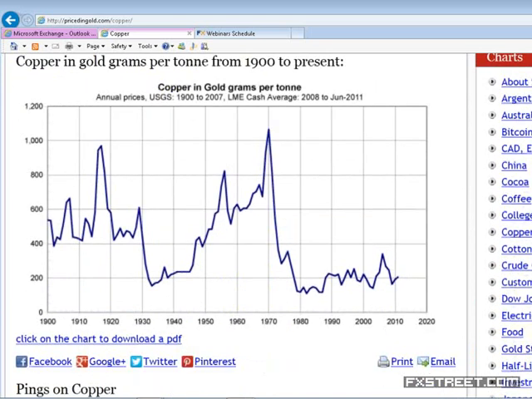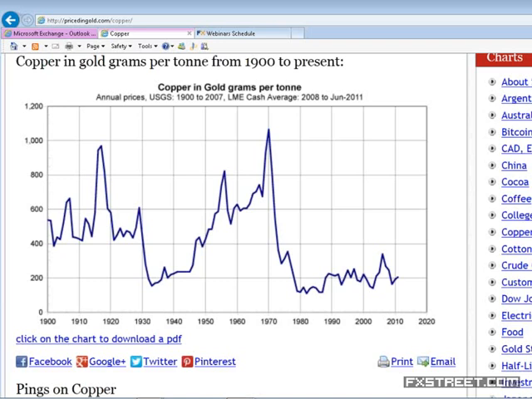Let's take another look that I think is quite telling, is the expansion of the U.S. economy. If you use, again, gold as your currency denominator to price copper, you can see since 1900, where it took about 600 grams of gold to purchase 1 ton of copper, today it only takes 200 grams of gold to purchase 1 ton of copper.